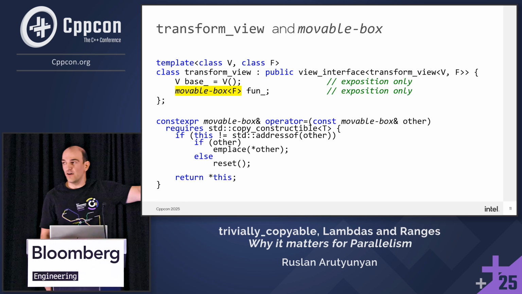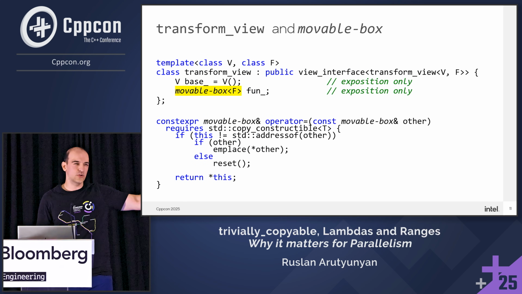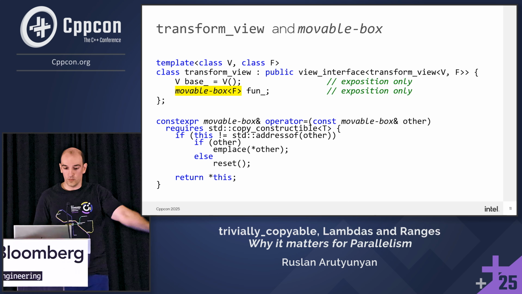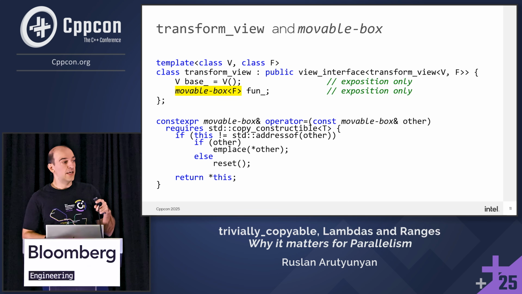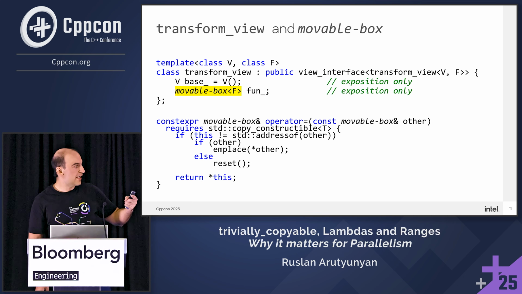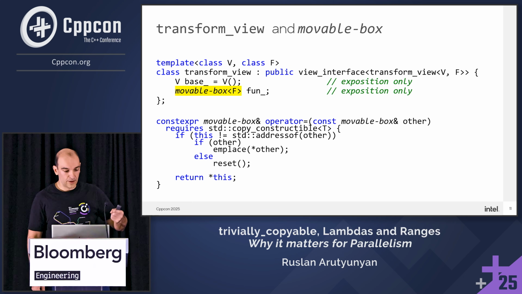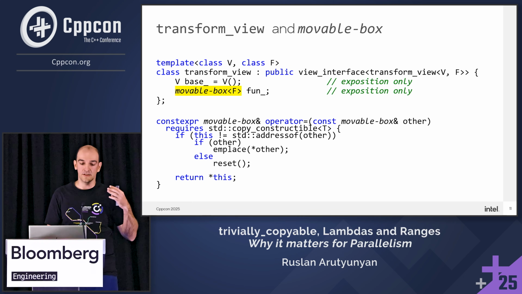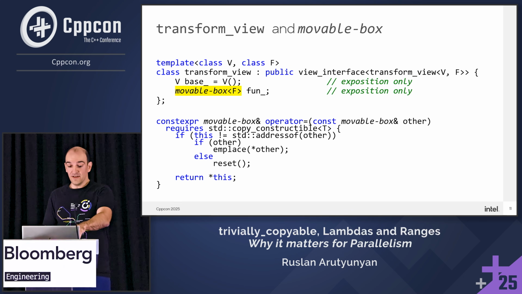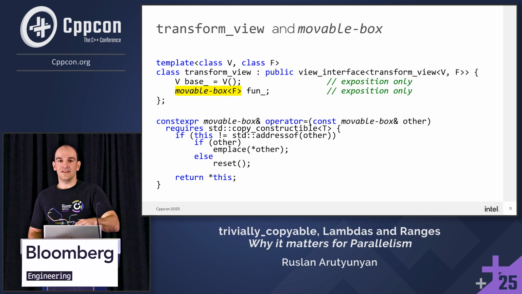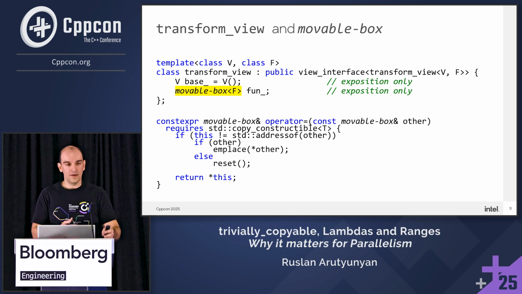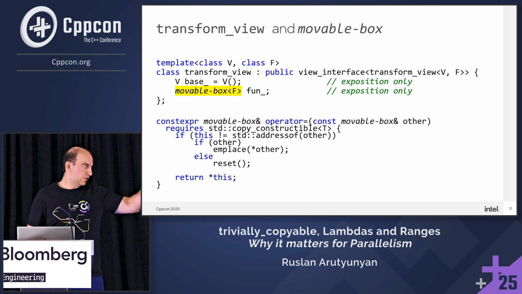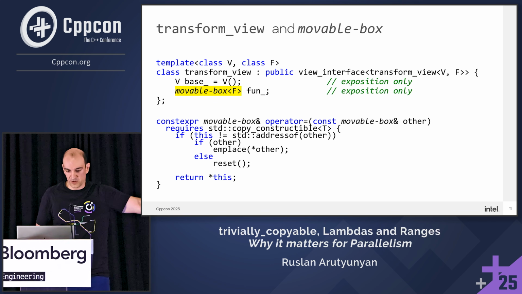That's how we define most of our views in the standard, with this movable box. This is exposition only, but it should operate like that. It should try to provide a copy assignment operator even if your callable is not assignable, which gives us a basically non-default provided assignment operator. For move, it's the same. We're only talking about copy. It doesn't matter for the purpose of this talk.